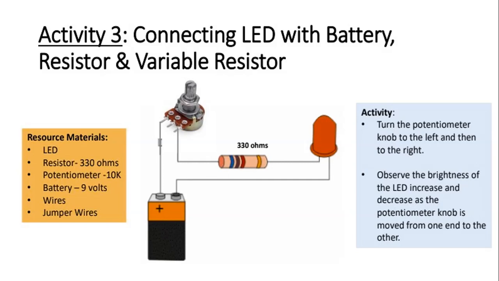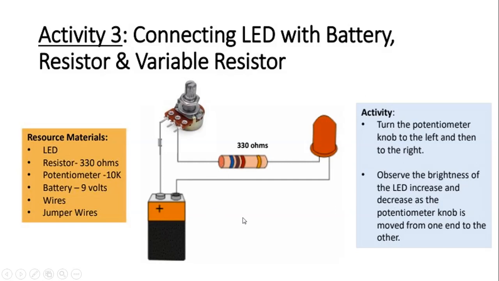So we have resources such as the battery, LED, a 330 ohm resistor, and a 10k potentiometer, which will vary from 0 to 10k, then a 9 volt battery, wires and jumper wires. The positive terminal of the battery is connected to one terminal of the potentiometer, the second terminal is connected to the 330 ohm resistor, and the other terminal of the resistor is connected to the positive terminal of the LED. Then the negative terminal of the LED is connected to the negative terminal of the battery.